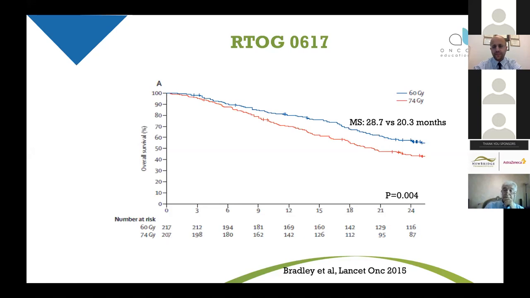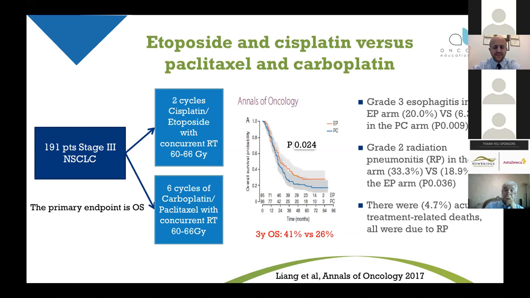Now, what is the best platinum doublet to use in this patient population? Multiple regimens are used, including cisplatin etoposide, carboplatin paclitaxel, and even cisplatin nivolumab, which is more used in Europe. On this slide, I'm showing you a randomized study published in 2017 in the Annals of Oncology that tried to compare these two most commonly used regimens. So cisplatin etoposide, a total of two cycles with concurrent radiotherapy, versus weekly carboplatin paclitaxel with the same dose of radiotherapy.